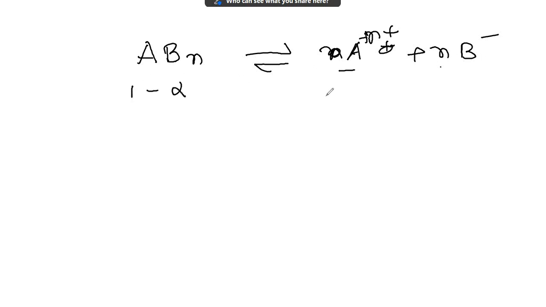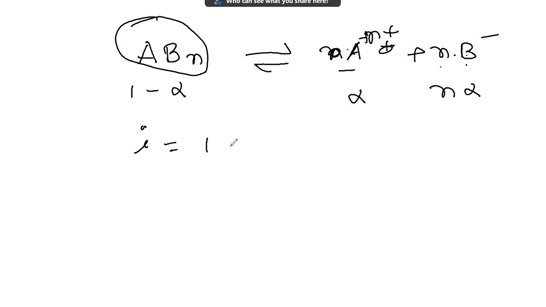So it is 1 minus alpha, plus alpha, plus n alpha, because for 1 mole it forms 1 mole of ion and n moles of ion. See, it is 1, it is n. Total n plus 1 particles are there. So i equals 1 minus alpha plus (n plus 1) into alpha. This is the i value. You may find it difficult as n is written over here, so think of this case.